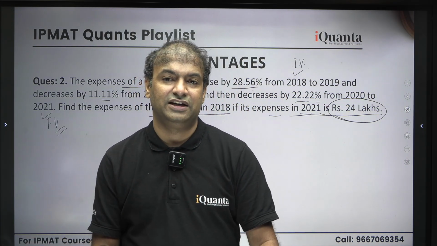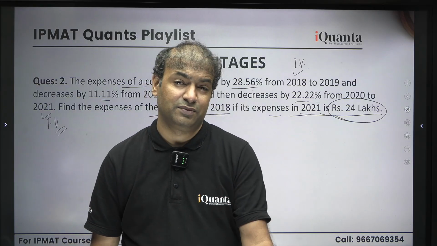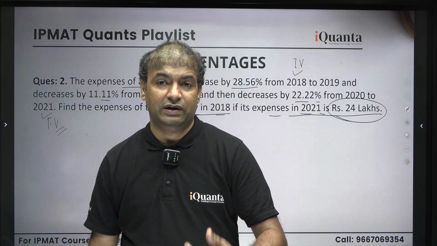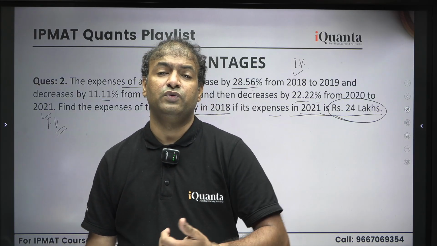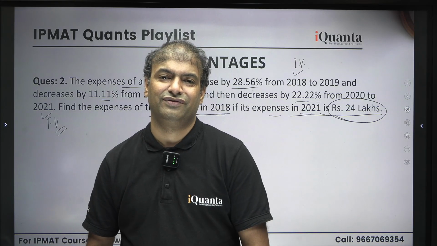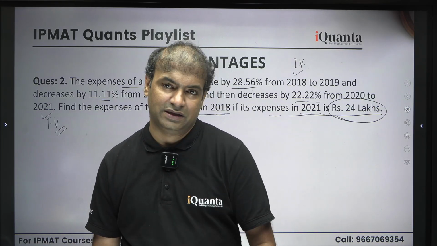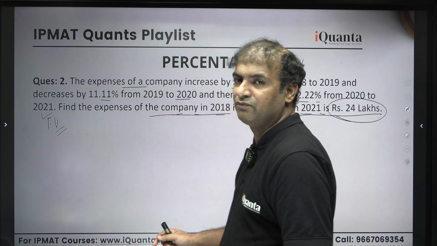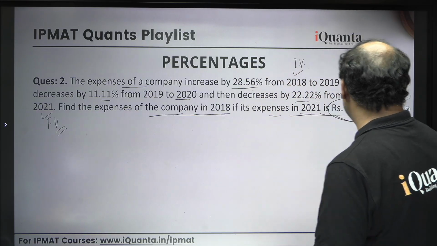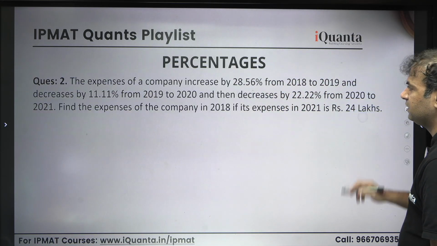We have to find the initial value, and we have done this in the previous session as well, that whenever we have to find the initial value, we should use the method of multiplication factor. That will be the best method, right, in terms of finding the initial value. So let's do that, guys, right? Okay, so what is happening here?